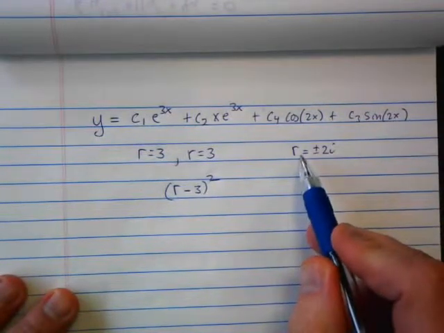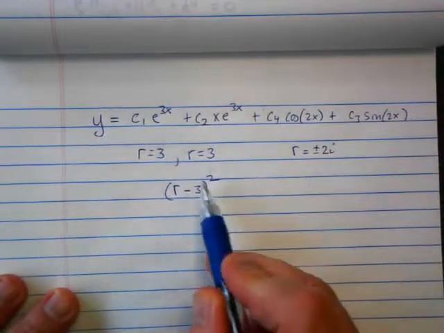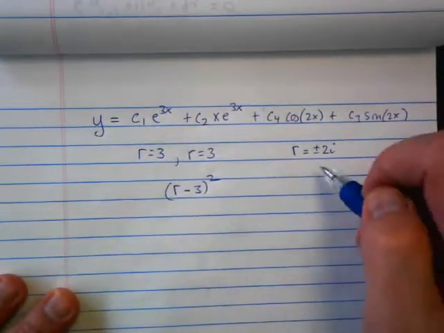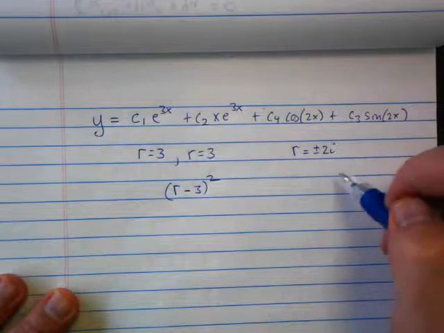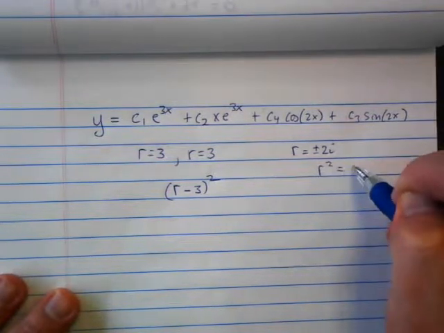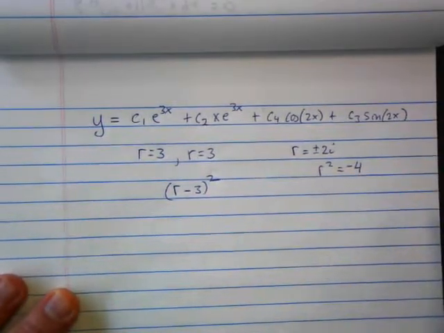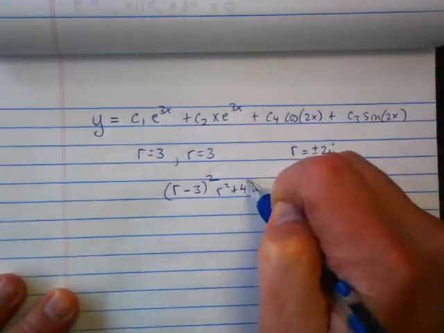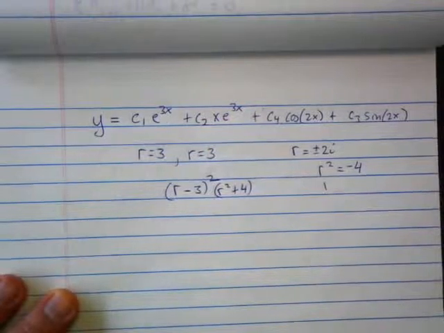So if r equals plus and minus 2i, what did that have to look like from the original polynomial? R squared is... Close. R squared equals negative 4. 2 squared is 4. Which means you had to have an r squared plus 4. Correct?